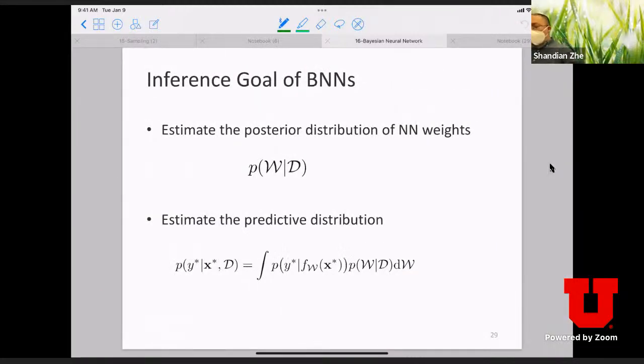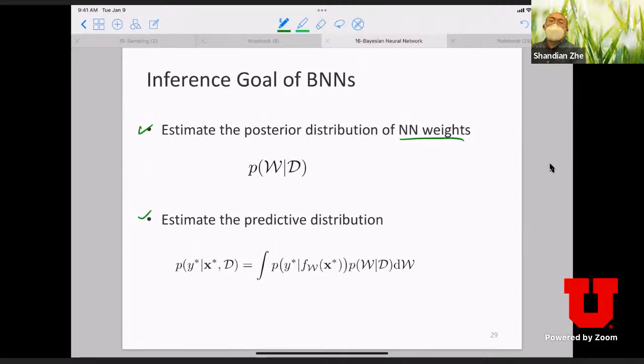So now we have used a probabilistic framework to describe neural networks, right? So once we have a Bayesian neural network, what is our goal? What is our goal in the training? What is our goal in the prediction, right? So basically, we have two major goals. First, we want to estimate the posterior distribution of neural network weights.